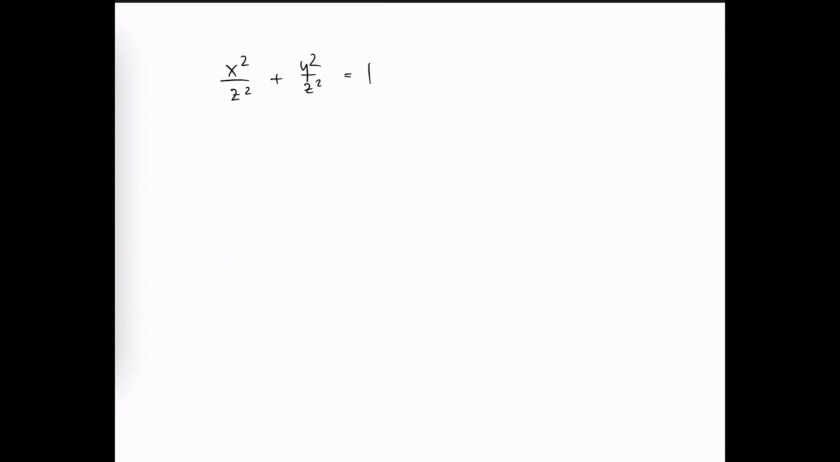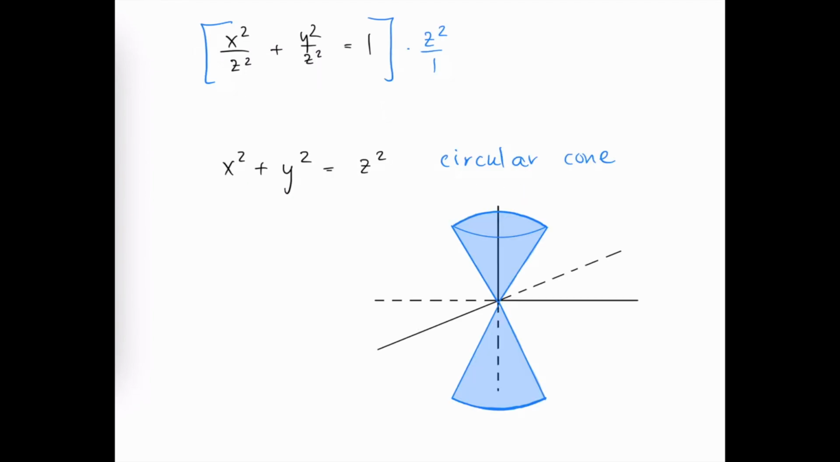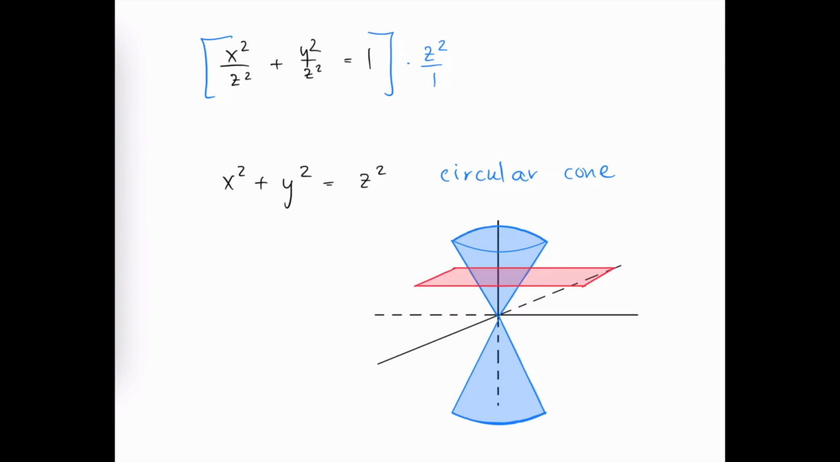Now if you don't recognize this right away, we could multiply both sides by z squared, which might help a little bit. Then this becomes x squared plus y squared is equal to z squared, and hopefully this is a little bit more recognizable as a circular cone, where if we were to slice it with constant z-planes, we would get circular trace curves.